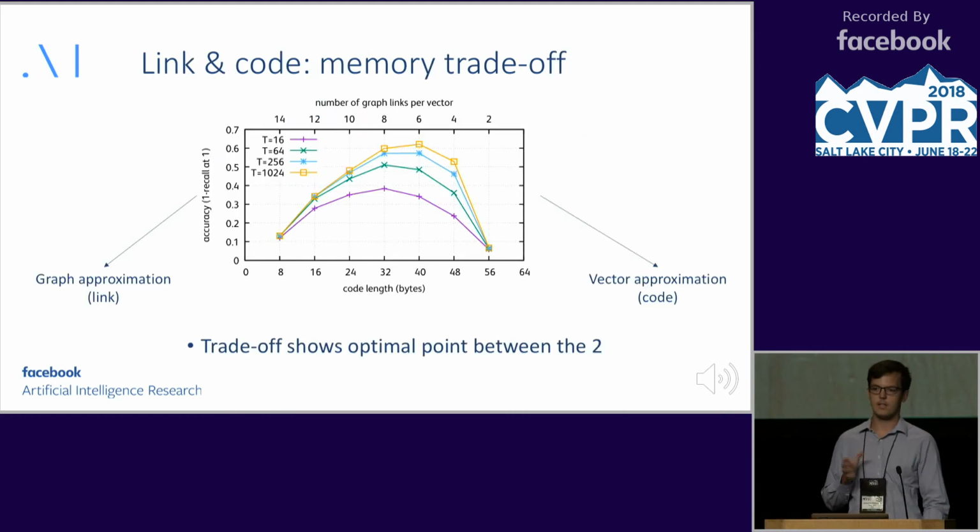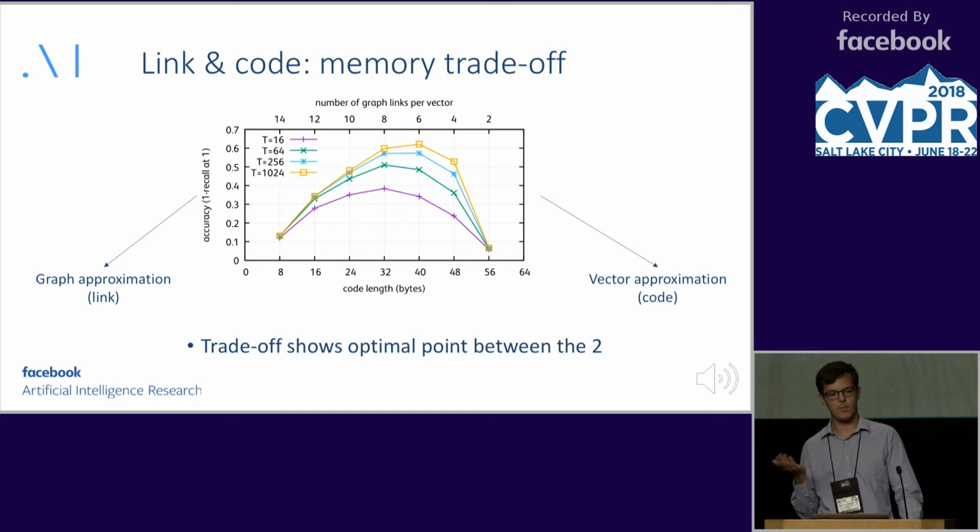So given a memory budget, we can choose to use the memory to either store links in the graph, so a good graph approximation, or store bits to represent the vector, so a good vector approximation. On the plot, if you go to the left, you store a good graph approximation, and on the right, a good vector approximation. The y-axis is the accuracy that you get. So as you can see, there's a trade-off between the two, and there's an optimal point between storing a good graph approximation and a good vector approximation.